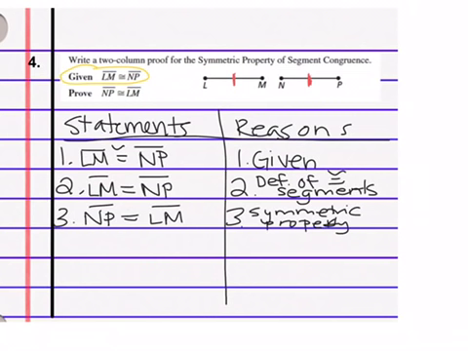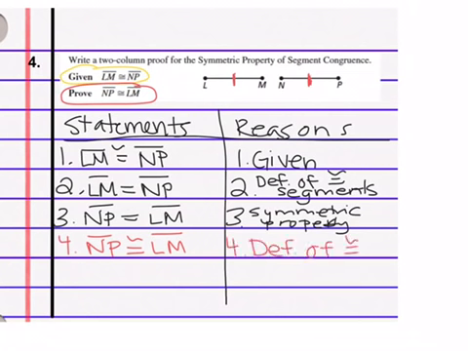And then my last line, remember you're always ending, I'm going to circle in red with what they're asking you to prove. I'm going to end with NP is congruent to LM. Maybe you can guess the reason here, but it's going to be definition, just like line 2. Definition of congruent segments. Done.